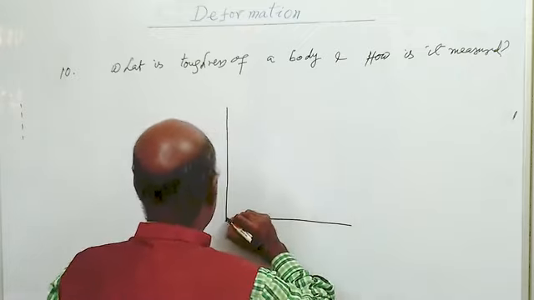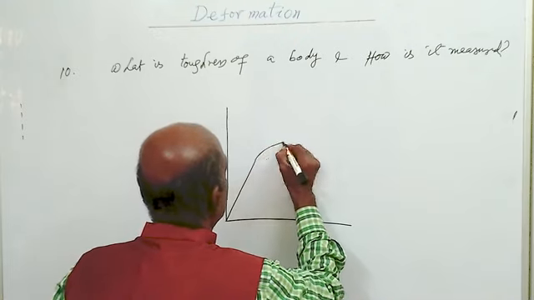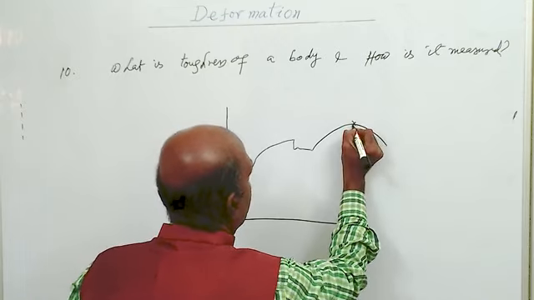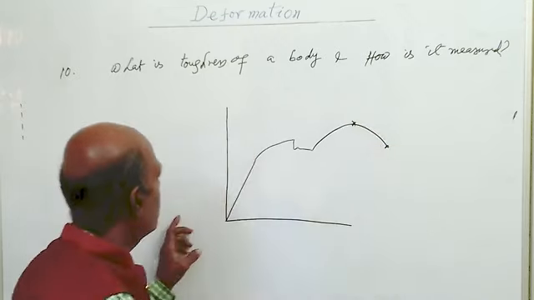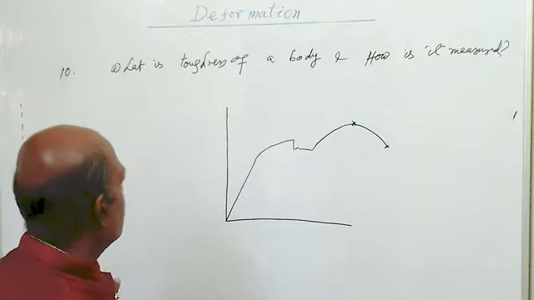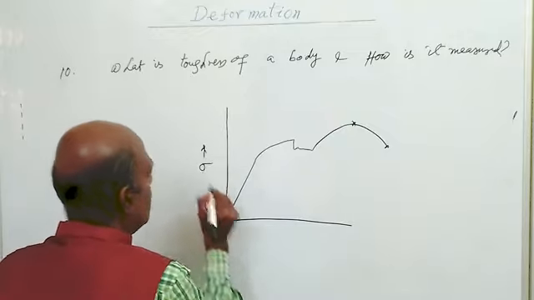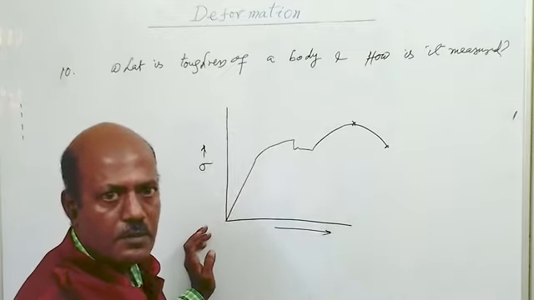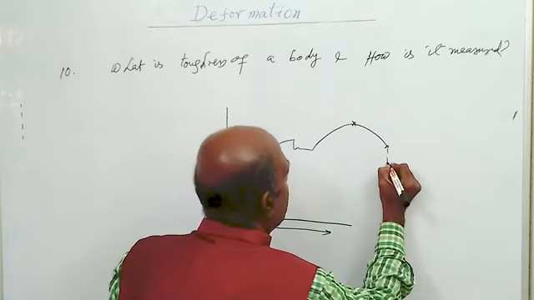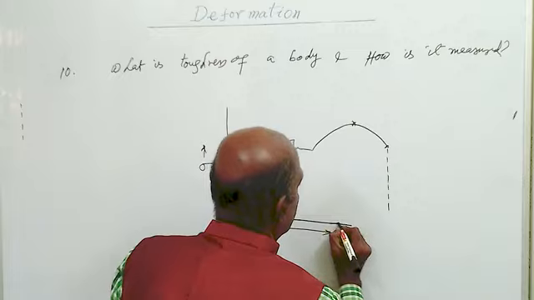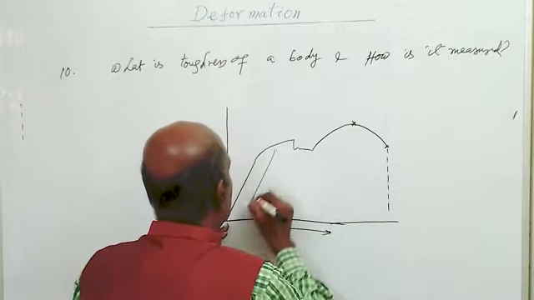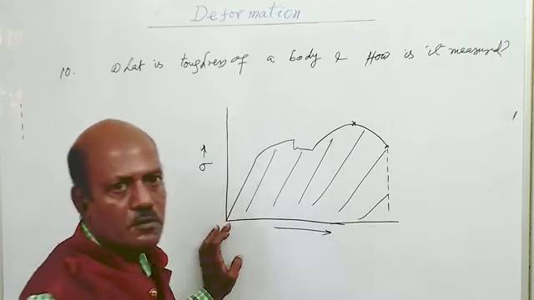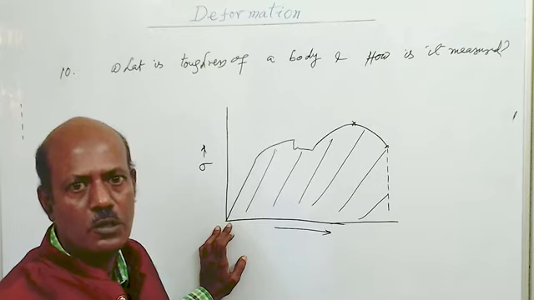say this is the stress strain diagram for a ductile body, and this is the failure point. So what is the toughness of a body? This is the energy absorbed by the body before failure, and it is given by the area under the stress strain curve up to the failure point. This gives the toughness of the body per unit volume.